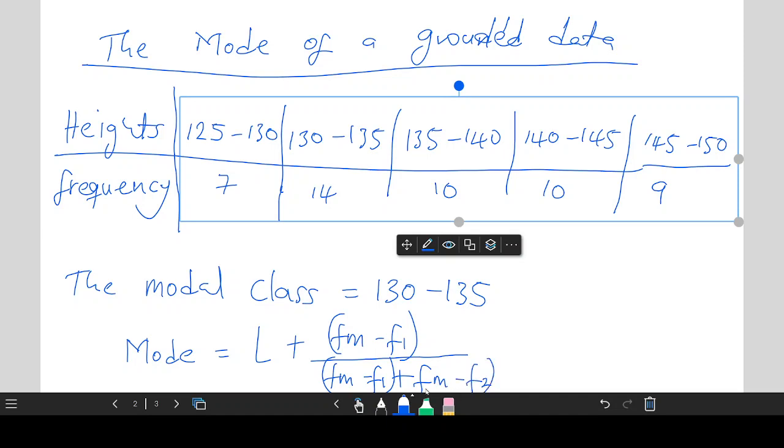F2 is the frequency of the class succeeding the modal class, and H here is the width of the modal class. So using this formula and looking at our data, the L, which is the lower limit of the modal class, will be 130. The H, which is the width of the class, is 5, because we have 130 to 135, so the difference is 5.